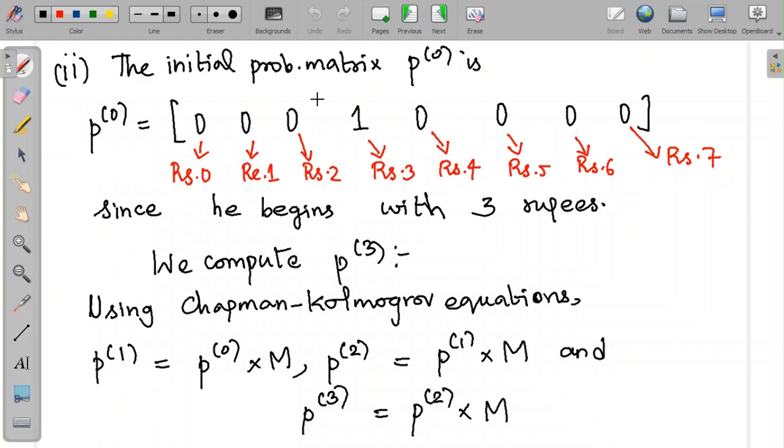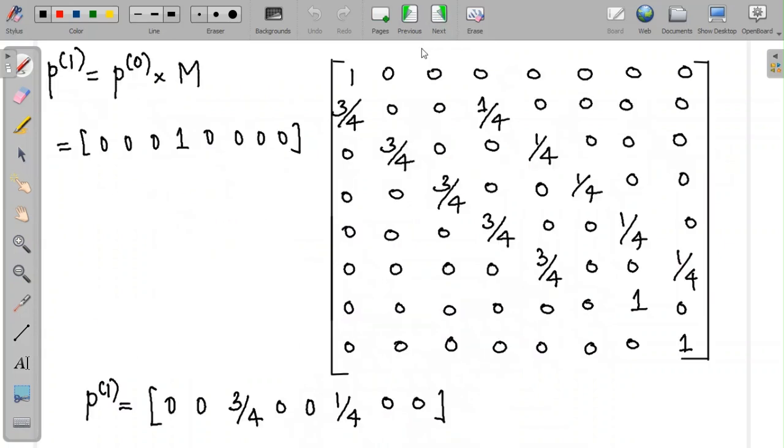Why is it of this kind? Because the question tells us that the gambler starts with 3 rupees. So it is certain that he has 3 rupees. So the Markov chain begins in the state of 3 rupees. The chain does not start in the other states, so the other states have a chance of 0, and state 3 has a chance of 1. And so we are trying to find out what P3 is. To find P3, we'll get P2 and P1. We'll do that in the next screen.